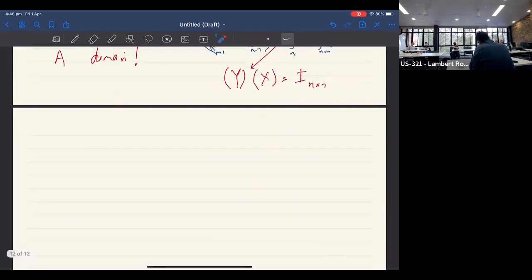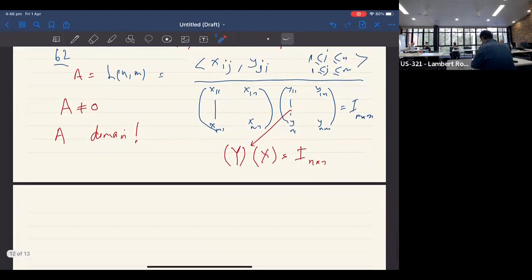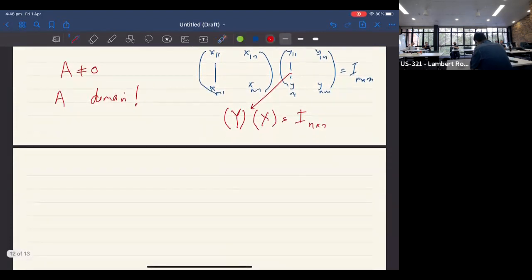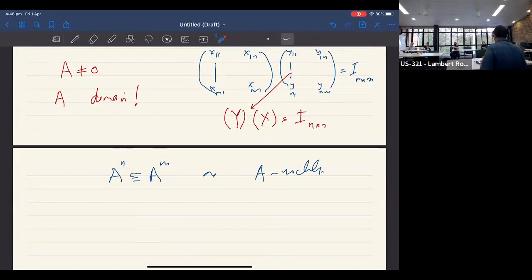And then he proves, and this bit is not very difficult, that A^n is isomorphic to A^m as a module, similar to the previous one. The previous one was A^1 isomorphic to A^n. Here I'm just doing n and m.